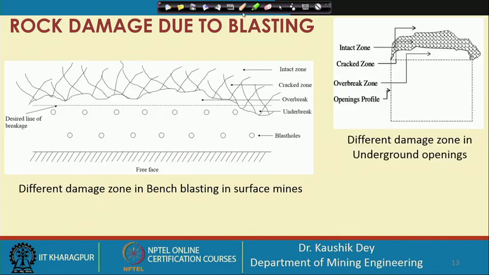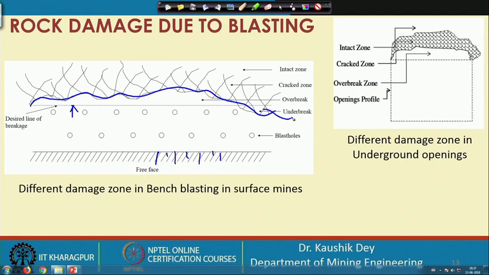So, this is one good figure where the over break, under break, and cracked zone can be classified. If this is considered as the free face and these are the holes, and it is desired that the last line of breakage must be this one, then if in our post blast periphery we observe like this, then this part is called under break, this plus part is called over break, and the crack generated here is called cracked zone, then beyond that is the intact zone.